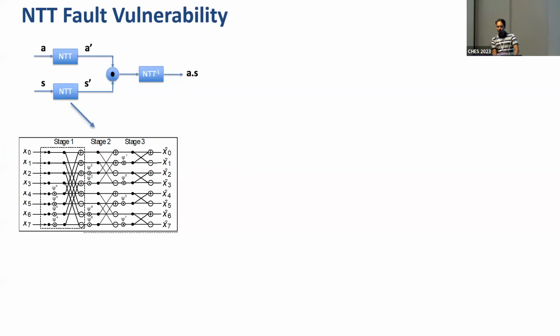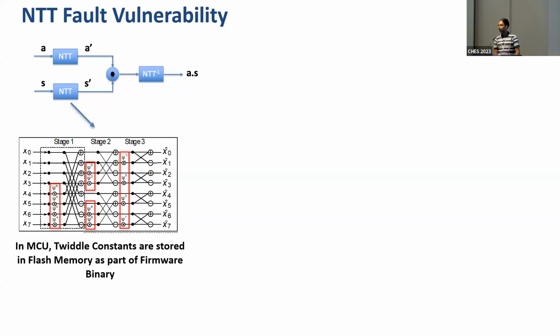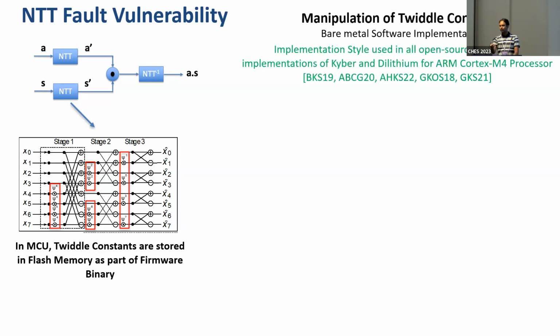So now let's look at how the entity operation works. The entity operation uses a certain set of pre-computed constants, which we refer to as the twiddle constants. If you look at a bare metal software implementation on an ARM Cortex-M4 like device, you can observe that these twiddle constants are stored in the flash memory as part of the firmware binary, right? So now let's look at how these twiddle constants are actually manipulated in such implementations.